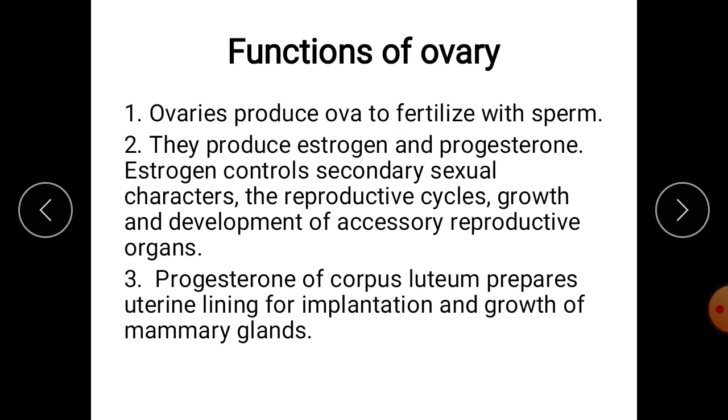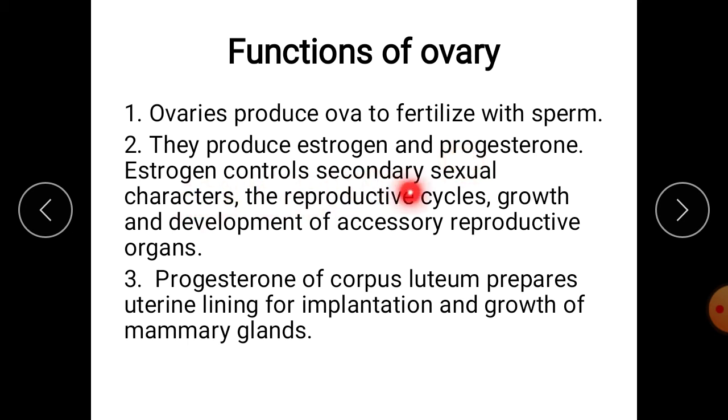Now let us discuss the functions of ovary. What are the functions of ovary? So ovaries produce ova to be fertilized by sperm. Ovaries produce ova, eggs are produced, oocytes are produced, and these are fertilized with sperm. They produce estrogen and progesterone. These two hormones are known as female sex hormones, and these hormones are necessary for the proper maintenance of reproductive cycles in females.